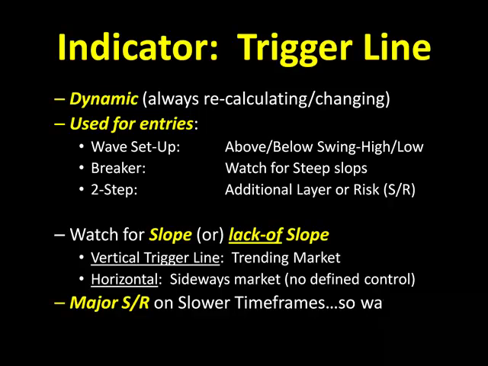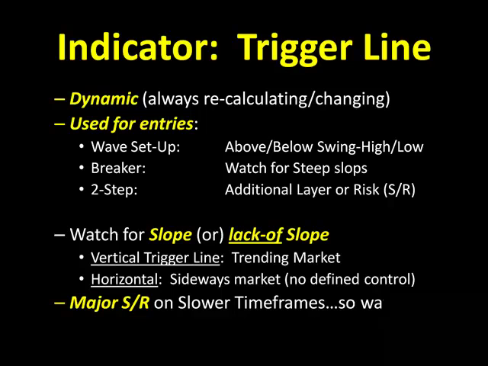Now, the most important part of the trigger line is going to be its slope or its lack of slope. Now, a vertical trigger line will signify a trending market, right? A vertical up trigger line will be the buyers have control. A vertical down trigger line will be the sellers have control. And of course, if you see a horizontal or no slope on your trigger line, then of course that indicates a sideways market, no defined control.